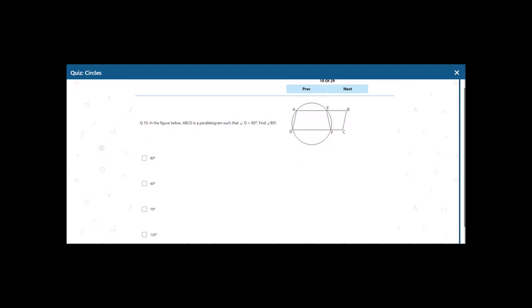Correct? D is 80. E also 80. How did you get that? Ma'am, D's opposite is E. Angle E is 100 degrees, ma'am. Angle BEF is a linear pair, so it is 80 degrees. Correct. Very good. Excellent.